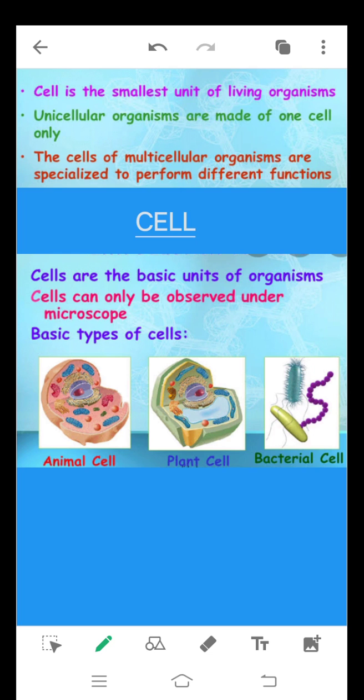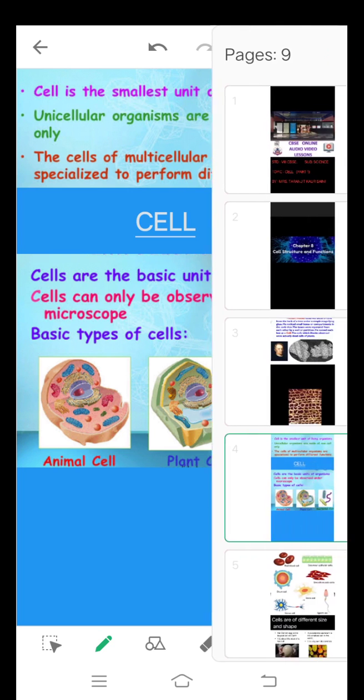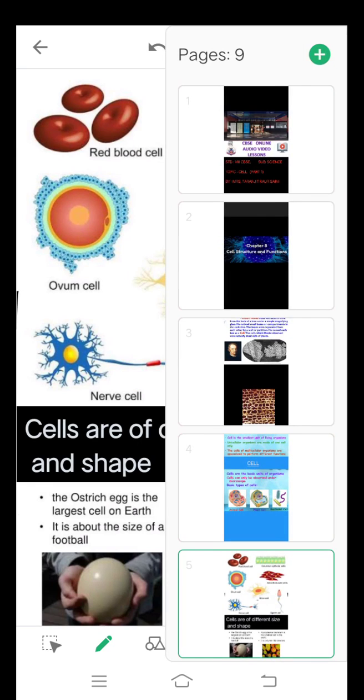So we can define cell as the basic, structural and functional unit of life, because every life starts with a cell. Basic types of cells are like animal cell, plant cell, bacteria cells. Whatever organism it is, it always starts with a cell only. And cells can be observed under a microscope only because they are very small in size. But size and shape differ from cell to cell.